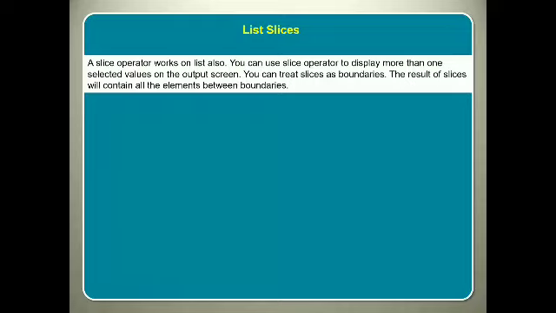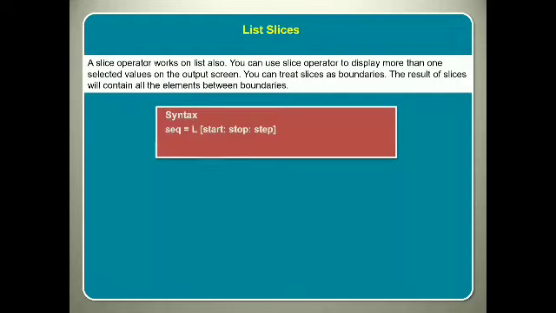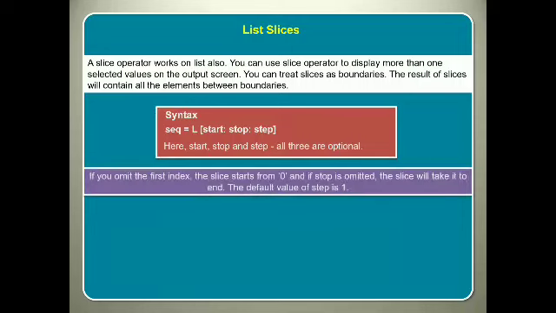The result of slices will contain all the elements between boundaries. Let us now look at the syntax of a list slice. The syntax is as you can see on the screen. Here start, stop, and step. All three are optional. If you omit the first index, the slice starts from 0, and if stop is omitted, the slice will take it to the end. The default value of step is 1.